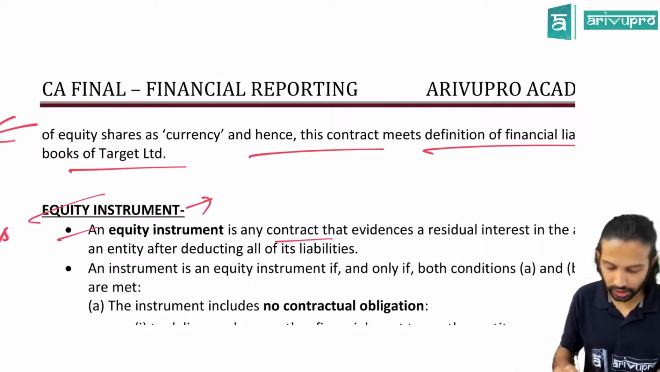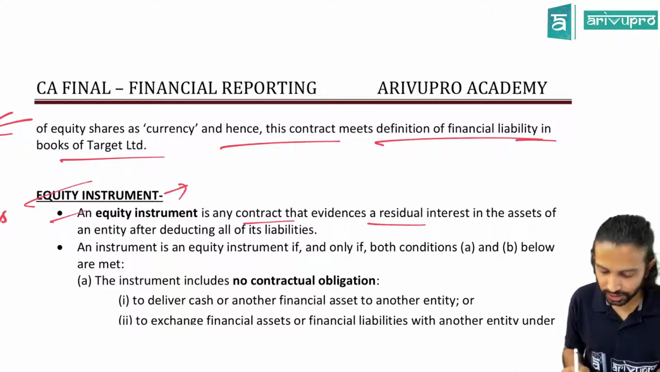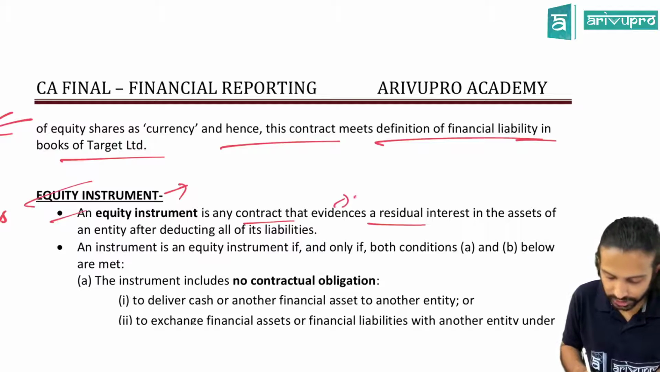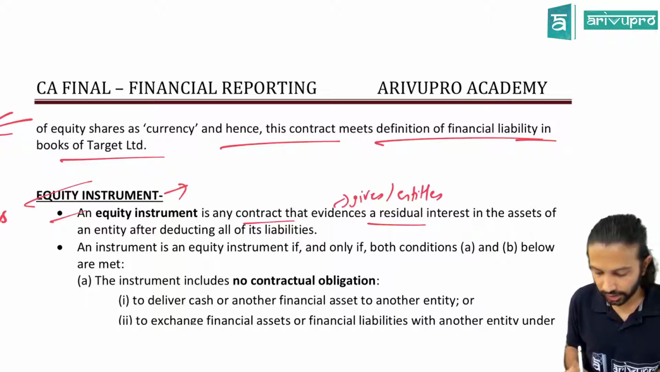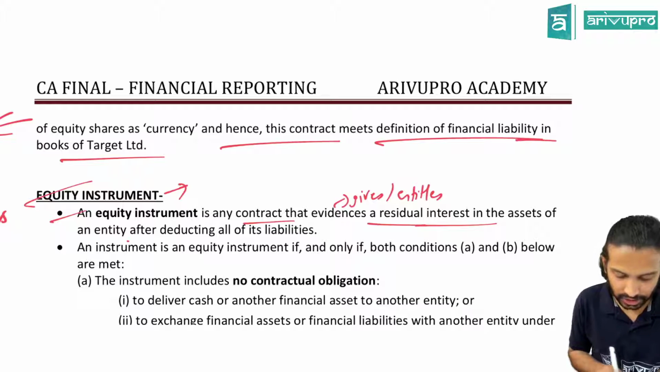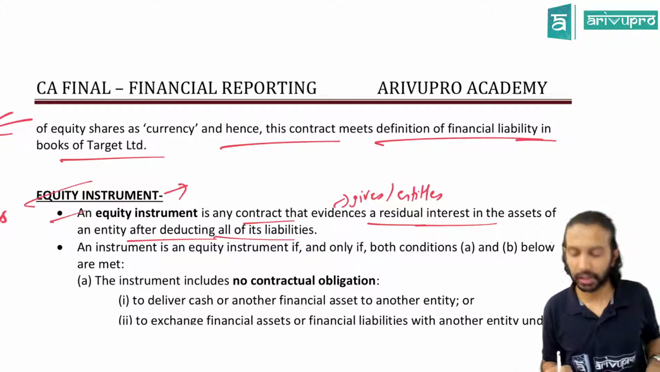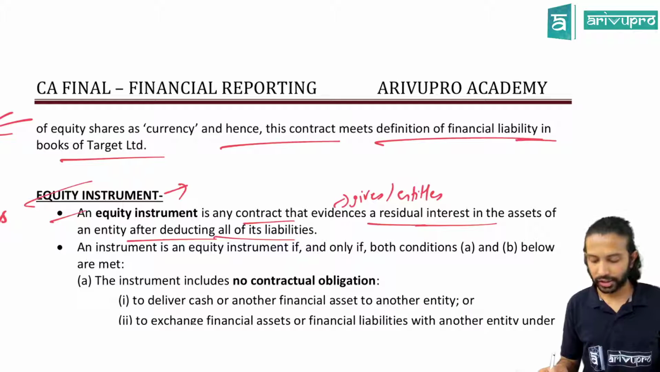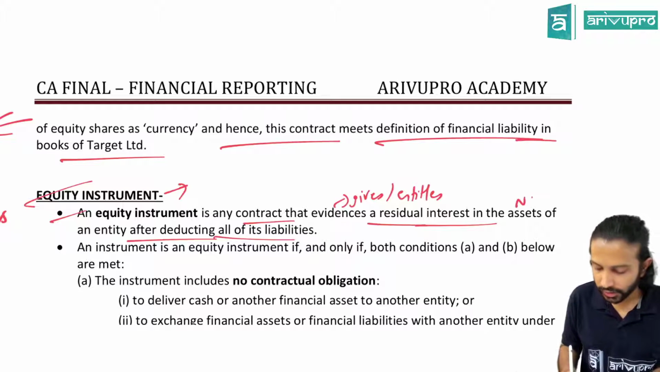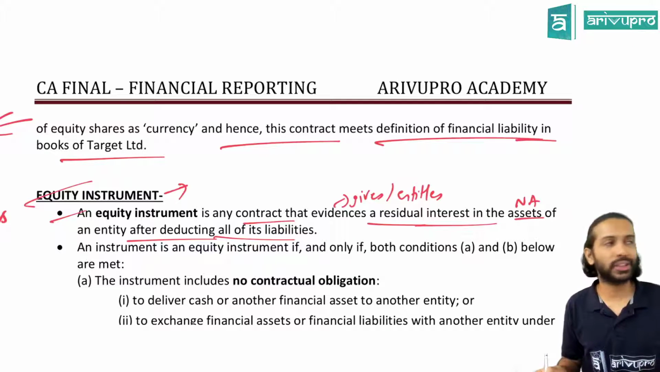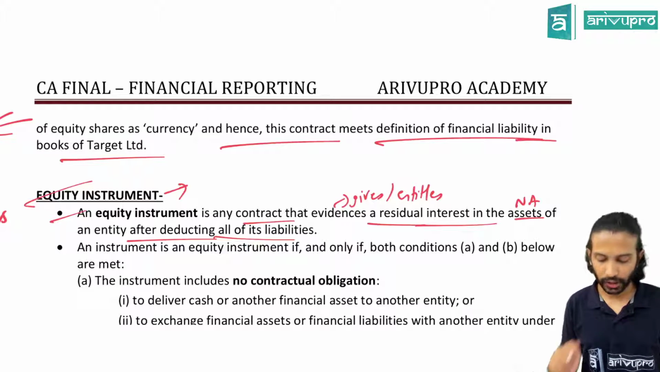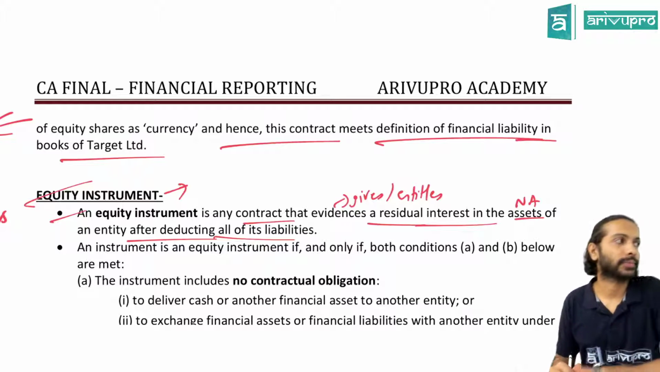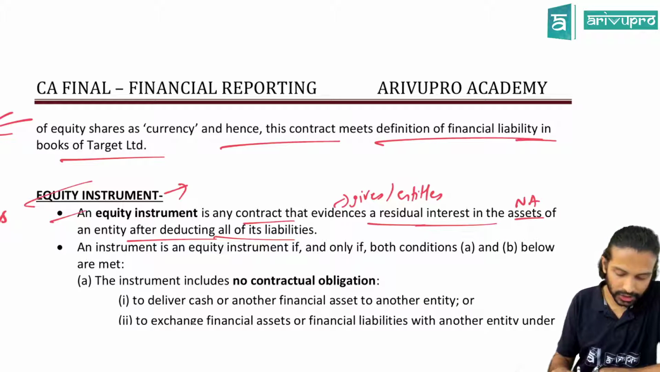It's basically a contract or an instrument that entitles or gives, if you want you can just write here, residual interest in the assets of the company after deducting all the liabilities. Or you can just write, it ensures residual interest in net assets of the company. Net assets means, how do you get net assets? Assets minus liabilities only, no? That way also you can construct the definition. Easy now? That is the first definition.